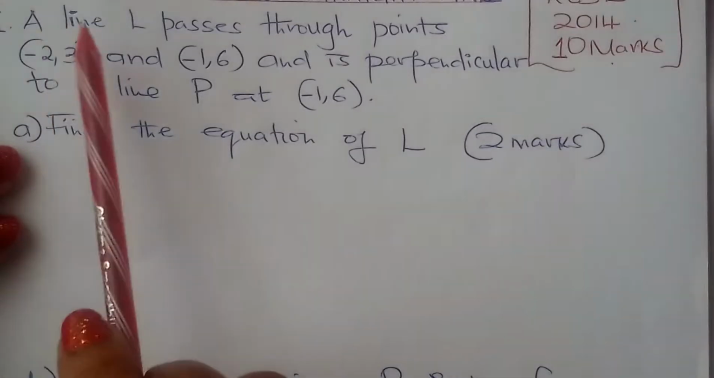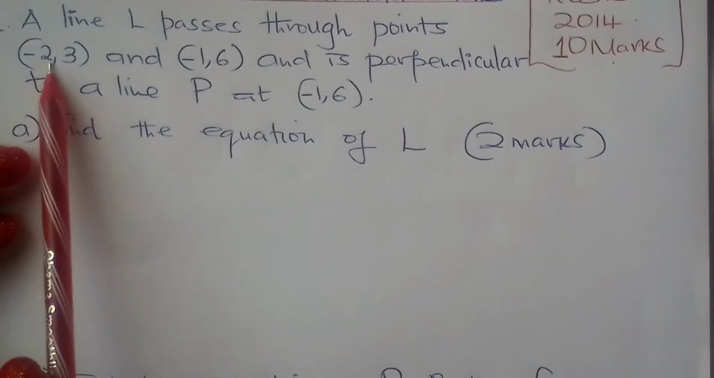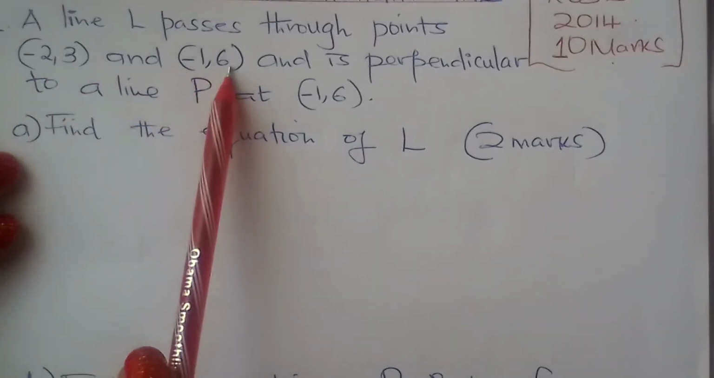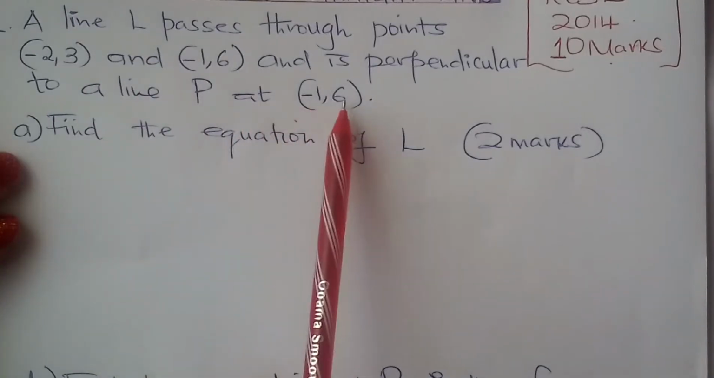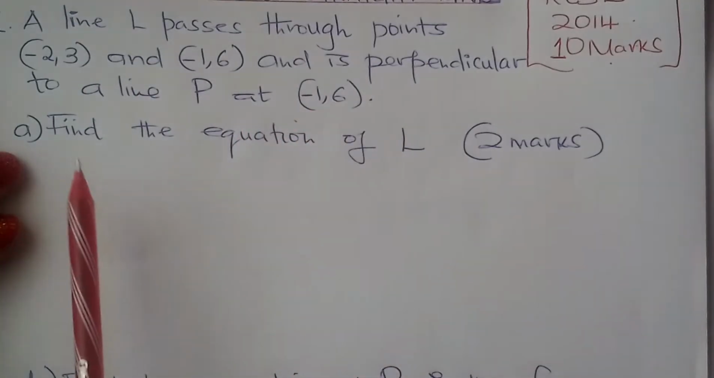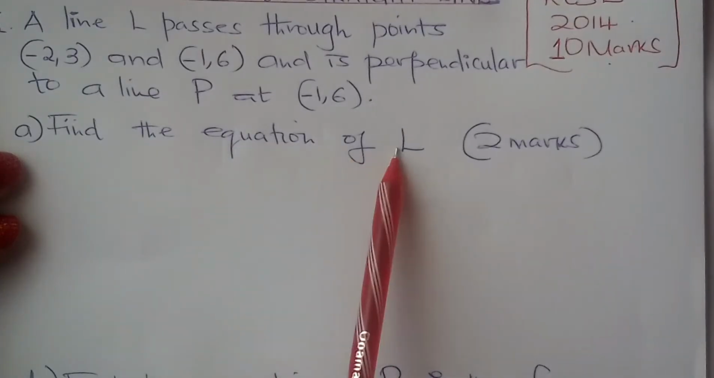Okay, the question is, a line L passes through points -2, 3 and -1, 6 and is perpendicular to a line P at -1, 6. Find the equation of L.